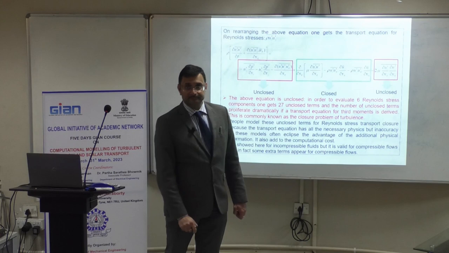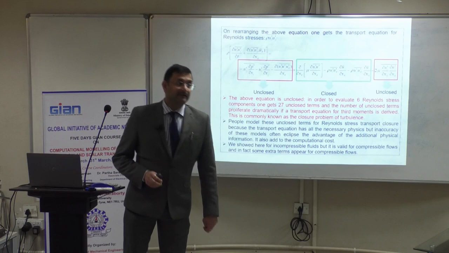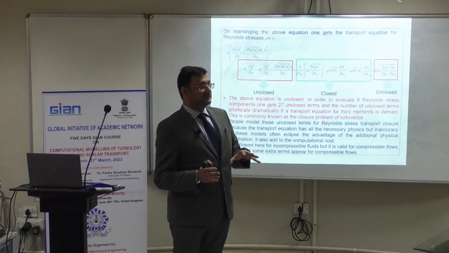Just to give you an idea, this part, effectively a pressure transport term, again, is a redistribution term. It's not really generating or destructing anything, it's basically taking things from one place and putting them in another.